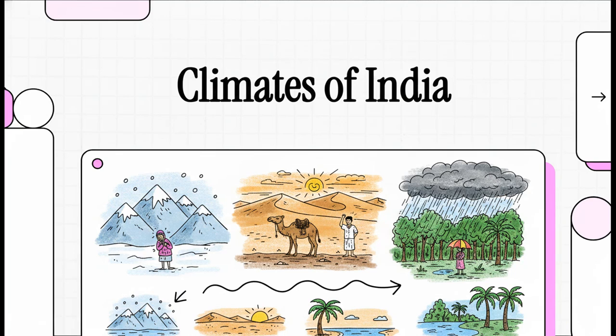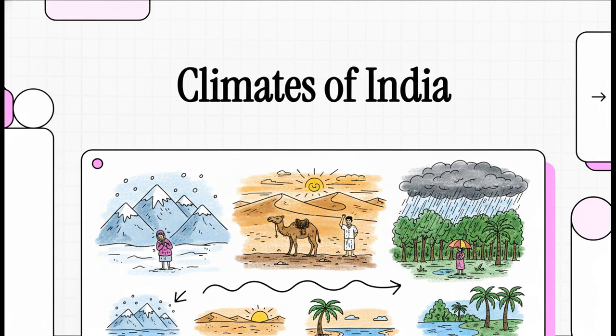Picture this, right at this exact moment, someone is shivering in a snowstorm, another person is sweating in a scorching desert, and a third is watching massive monsoon clouds flood a lush green forest. Crazy, right? Well, in this explainer, we're diving into one of the most incredibly diverse climates on the planet.